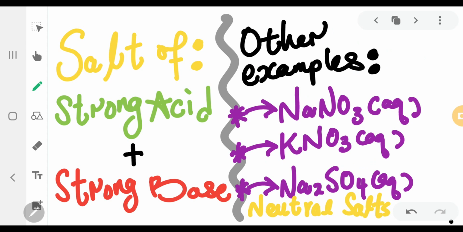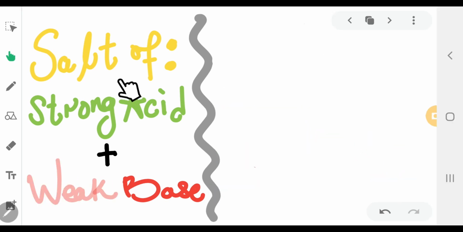So other examples of strong acid, strong base salts, we have NaNO3, KNO3, Na2SO4. So these are the other examples of strong acid, strong base salts, and they are all neutral salts. Now let's have a look at what happens when we add strong acids and weak base.